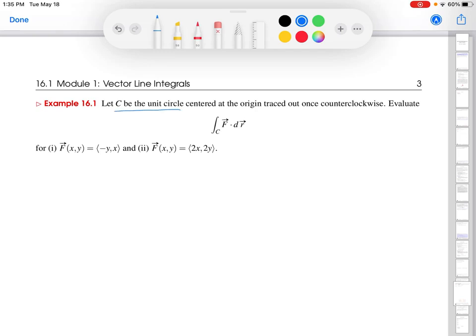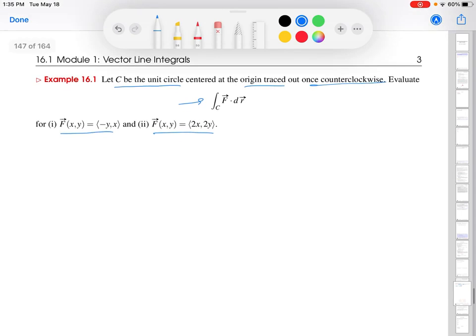So in this example, it says, let C be a unit circle centered at the origin, traced out counterclockwise, and then evaluate this vector line integral for these two vector fields. Great. We're using the same C for both of these, so let's just parameterize C once and for all, so then we can use it for these two calculations.